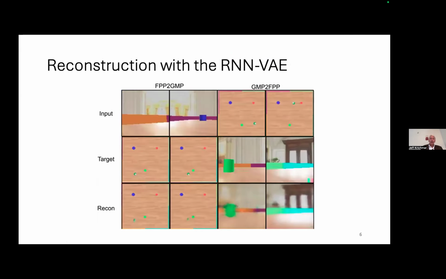And we got pretty good reconstruction. So from the FPP, you'll see that FPP is the first-person perspective, and GMP is the global map perspective. So in that direction, here's the inputs. There's the target image, and there's the reconstruction. So it really does a nice job reconstructing. You go the other direction, here's the input image, and there's the target image, and it's doing a good job reconstructing what it should see. So it's doing this perspective back and forth.